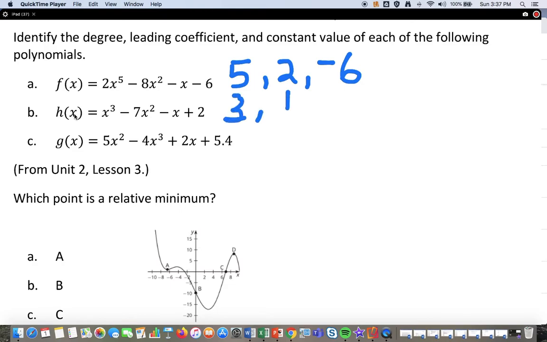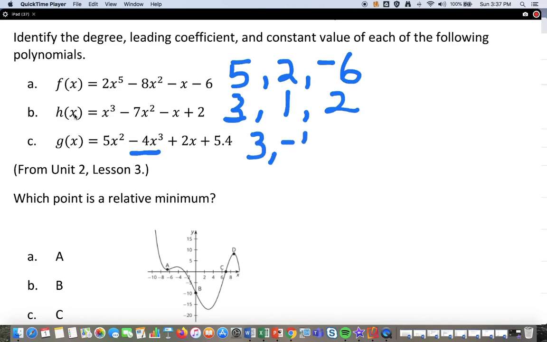Our leading coefficient is 1, and our constant is 2. For the function g, in letter C, we have, again, this is out of order, but that's our highest term, so our degree is 3 here again.